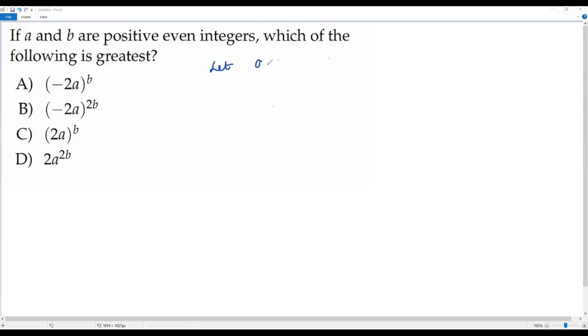Let me assume that A equals 2 and B equals 2. So here both the values of A and B are positive numbers and both the values are even integers. Okay, now let's plug in these values, that is A equals 2 and B equals 2, in each option, and let's find the one which is the greatest. Okay, now let me take option A over here. So we have negative 2A to the Bth power. So now replace A by 2 and B by 2.